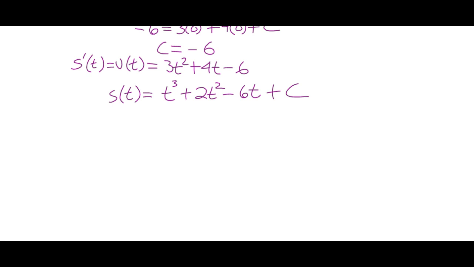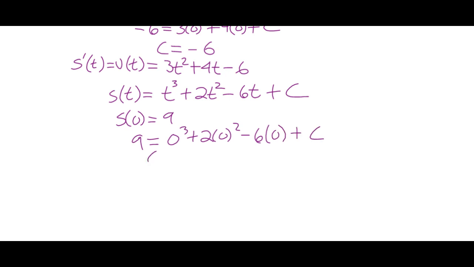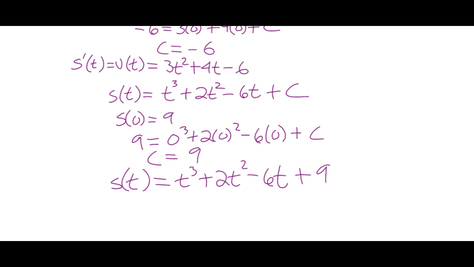S of 0 is 9 centimeters, right? So we were given s of 0 is 9 centimeters, or just 9, I guess we don't put the units on. So 9 is equal to 0 cubed plus 2 times 0 squared minus 6 times 0 plus c, or c is equal to 9. So s of t is t cubed plus 2t squared minus 6t plus 9. Okay. And that's it, right? So for the last one, you just flip the page over, it's blank.